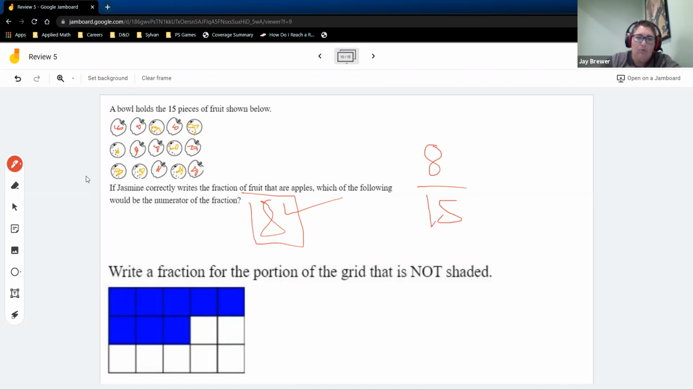And then oranges must be 7/15 because together they would have to equal 1, and 8 plus 7 will give you the 15. All right.